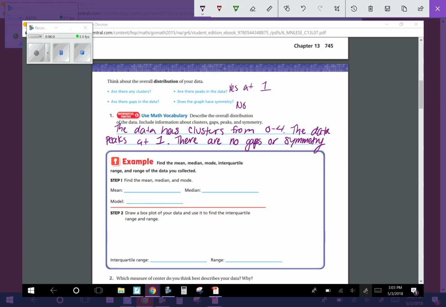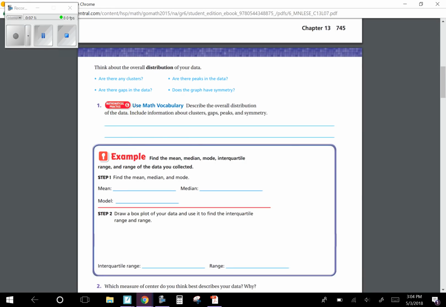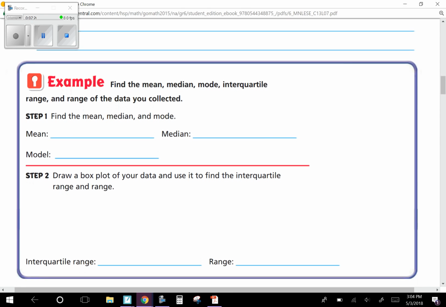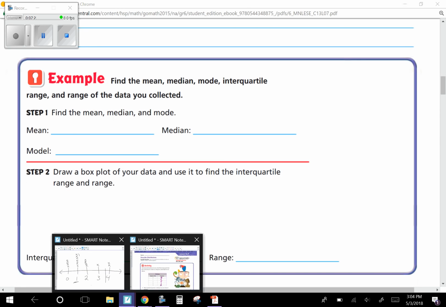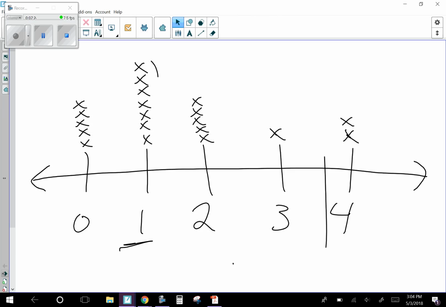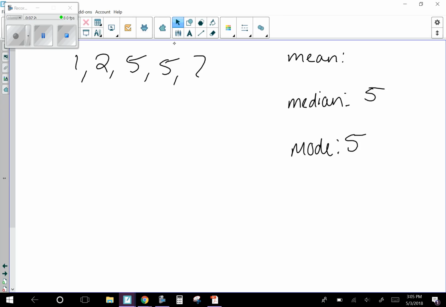Okay, for the example, it says find the mean, median, mode, interquartile range, and range of the data you collected. Step 1, find the mean, median, and mode. So we're going to find the mean, median, and mode. I've already got started over here for us. So I wrote the data right here. I wrote that in order from least to greatest.